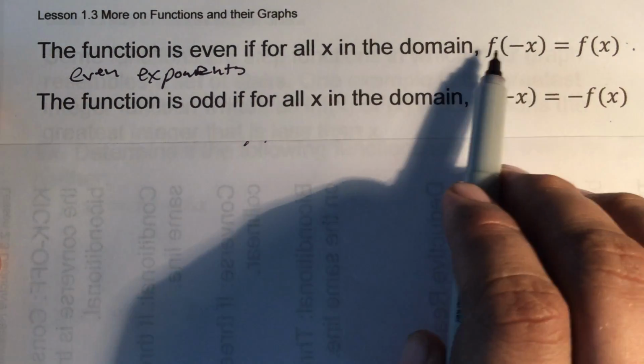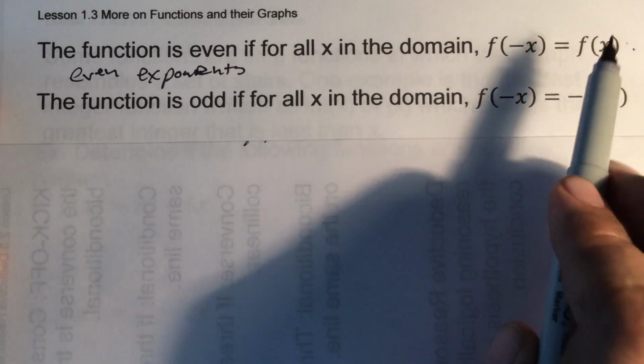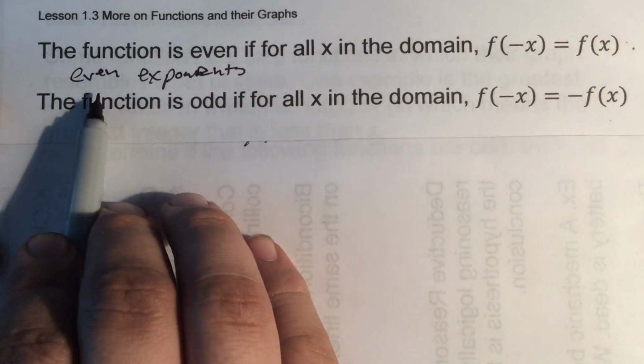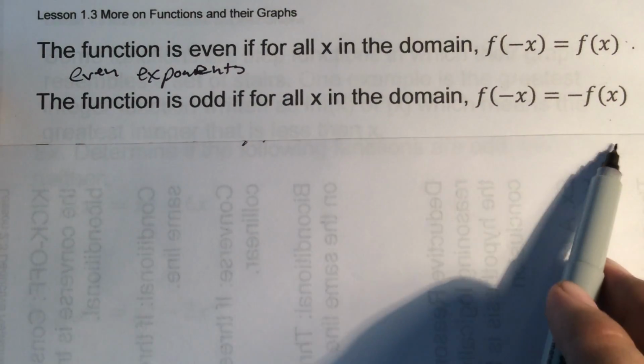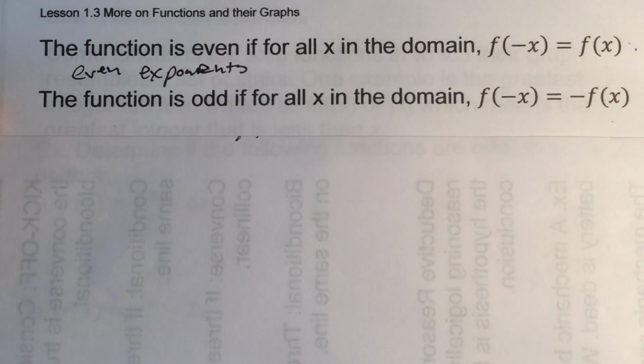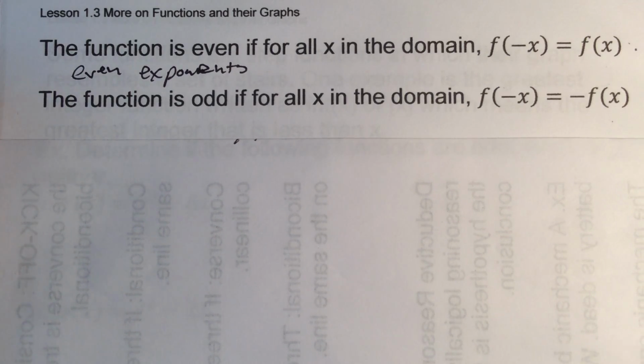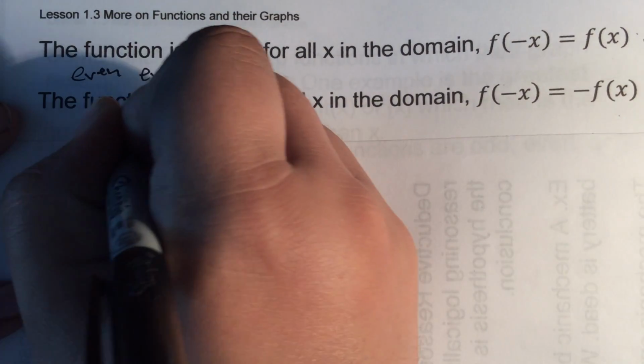So think about it as this. If we put a negative x in, and we would get the exact same thing out, mainly because we have even exponents, that would make it even. Odd, same idea. So odd exponents for this one.